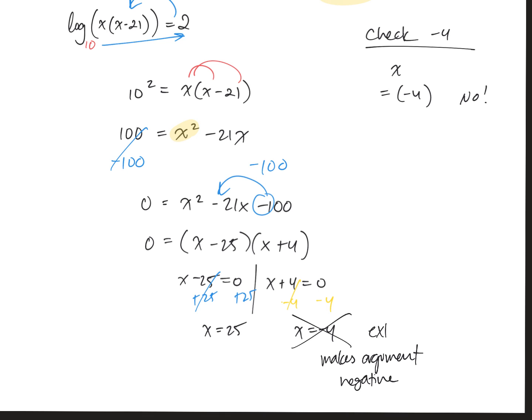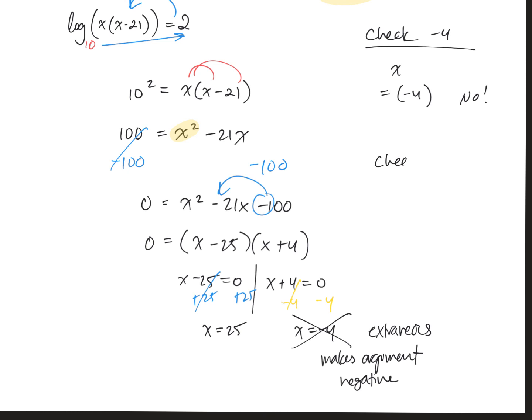This is extraneous. Now, why didn't I write no solution? Well, we don't know if there's no solution yet because there's still one other possibility. If they both didn't work, then we would write no solution. But at the moment, since only one works, only one doesn't work, it's called extraneous for now.